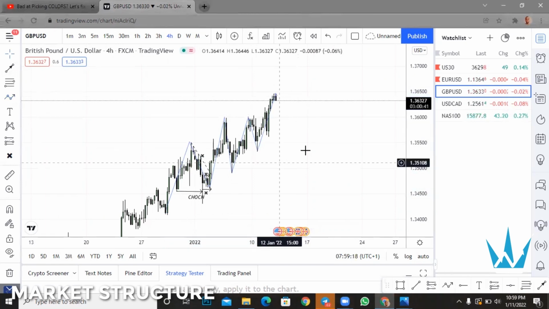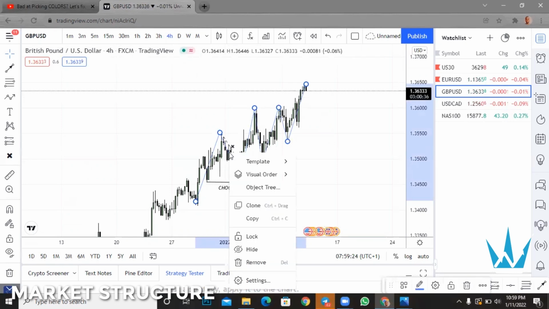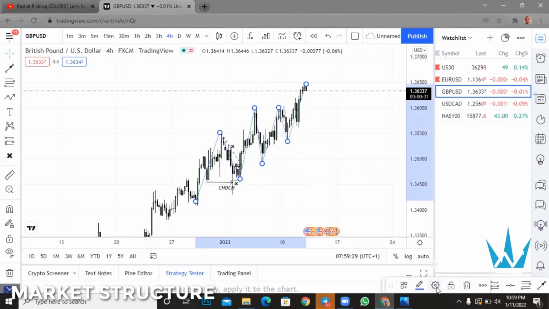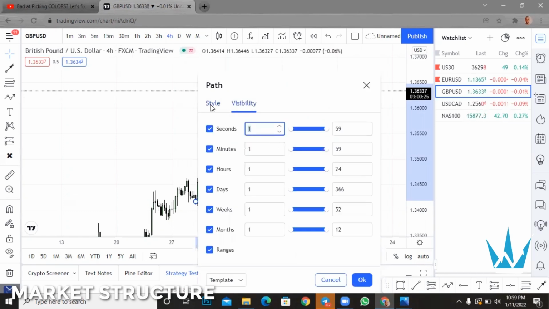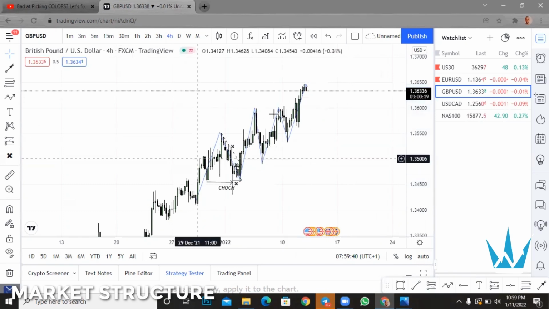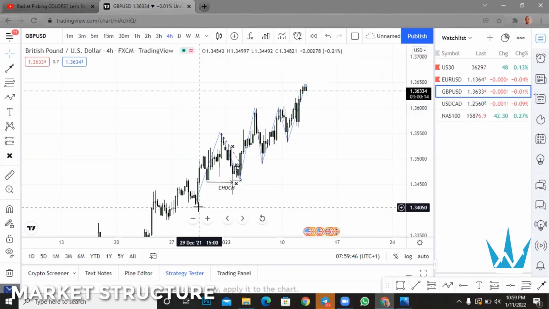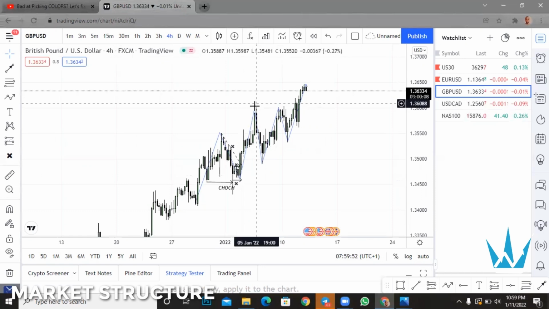I should increase my line, make it thicker. Let's just continue. I hope you can see it. So right here is a low. This is a high. This is a higher low. This is a higher high because it's higher than the previous high. And this is a higher low. And this is not a higher high.